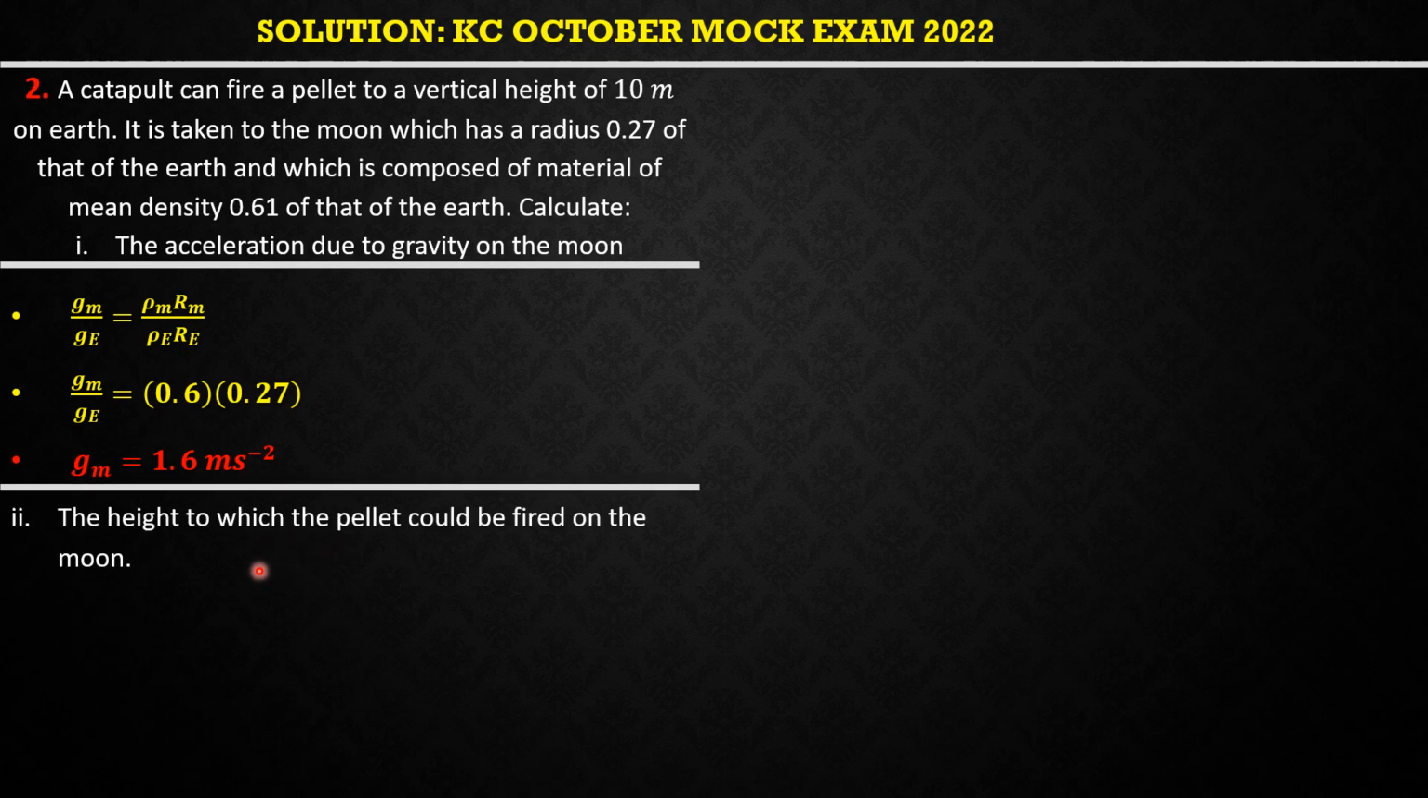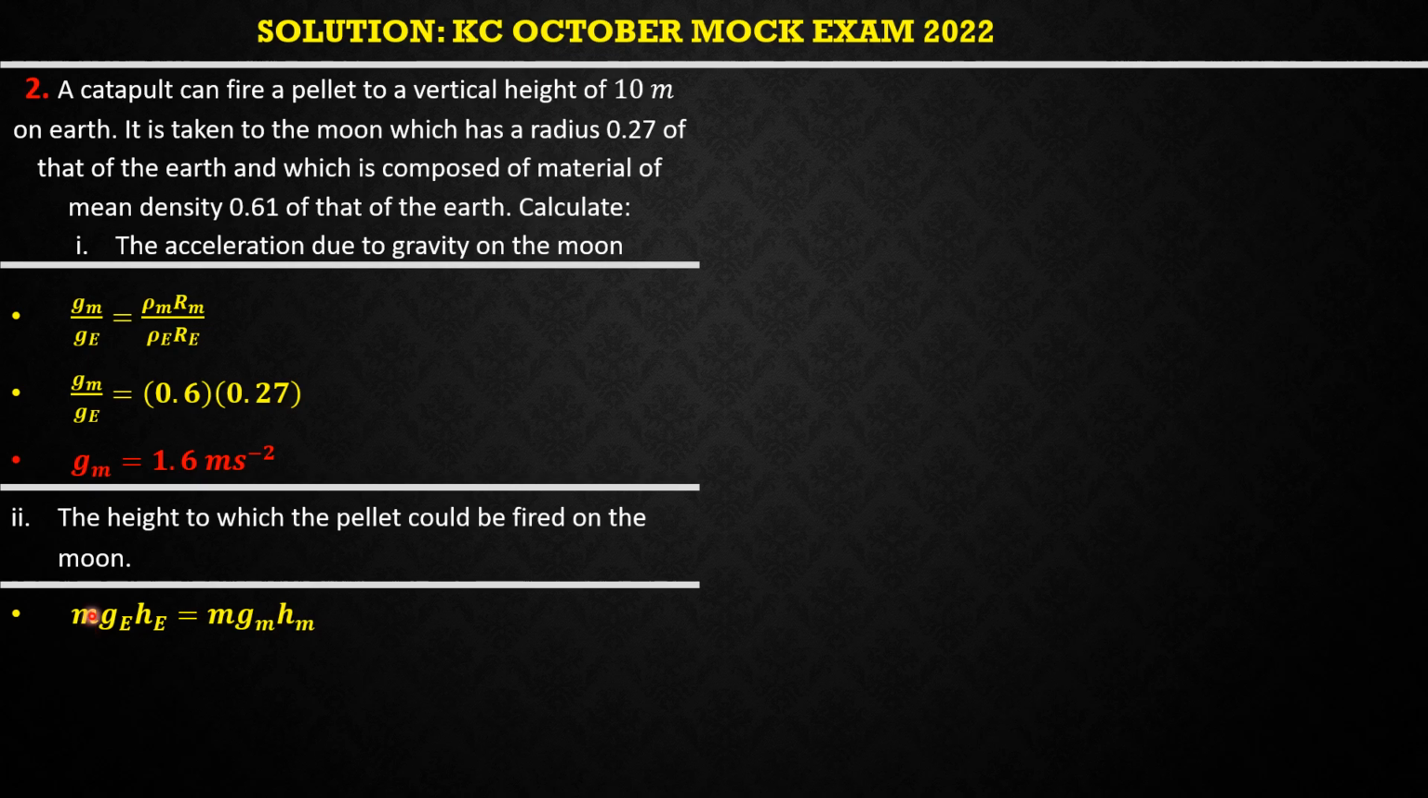So the next part of the question says the height to which a pellet could be fired on the moon. So how am I going to do that? We're going to assume that the pellet, of course, has the same initial kinetic energy on both heavenly bodies. So that's on the Earth, it has the same initial kinetic energy as it has on the moon.